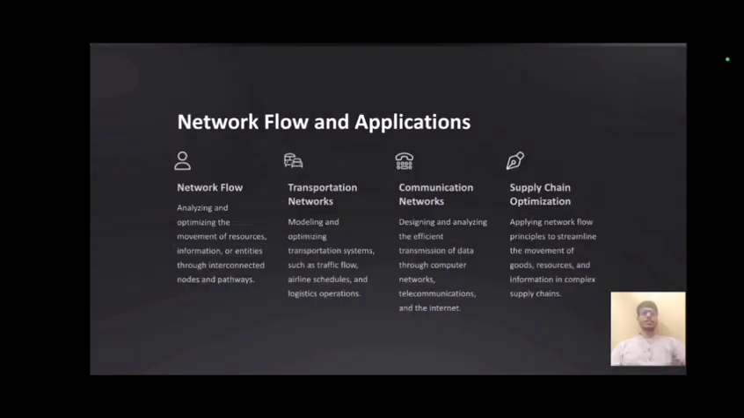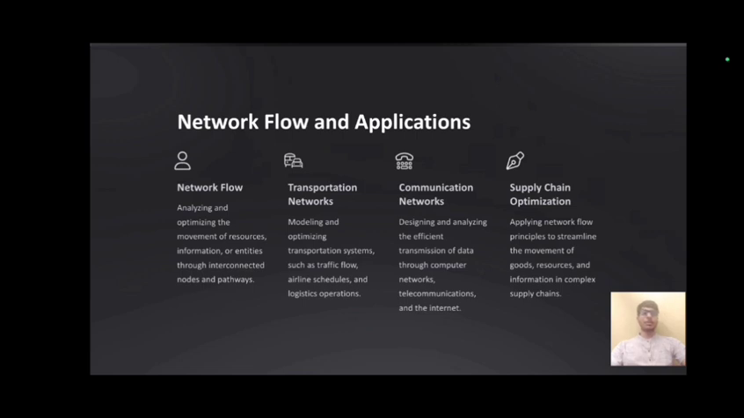Network flow and applications. Network flow. Analyzing and optimizing the movement of resources, information, or entities through interconnected nodes and pathways is called network flow. Transportation networks. Modeling and optimizing transportation systems such as traffic flow, airline schedules, and logistic operations. These are the transportation networks. Communication networks. Designing and analyzing the efficient transmission of data through computer networks, telecommunications, and the internet. These are the communication networks.